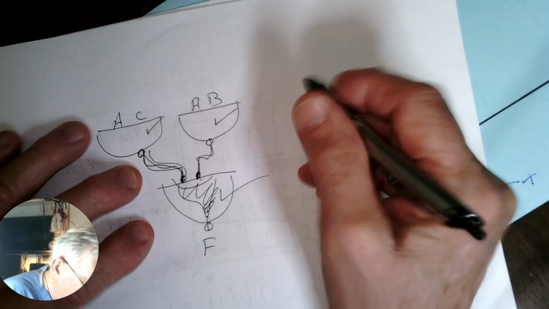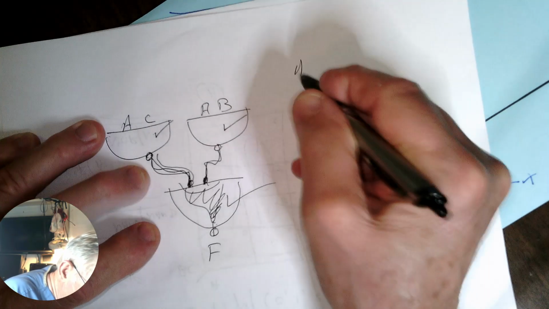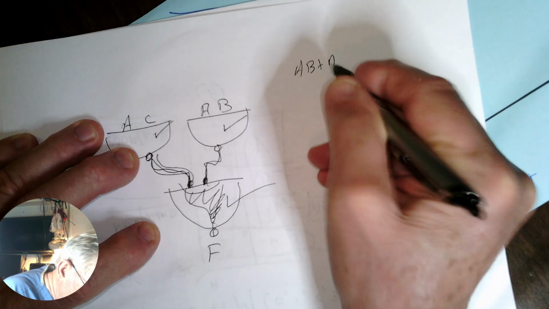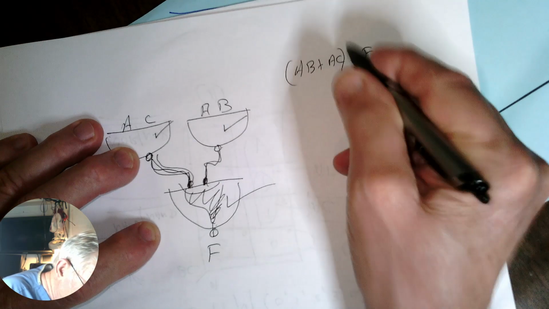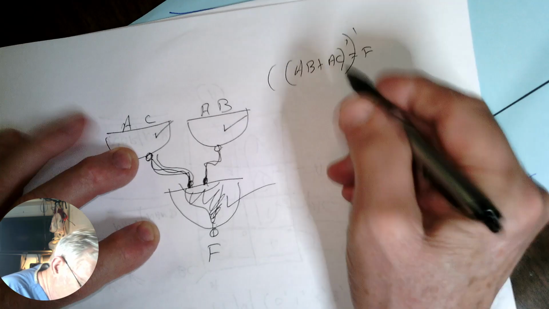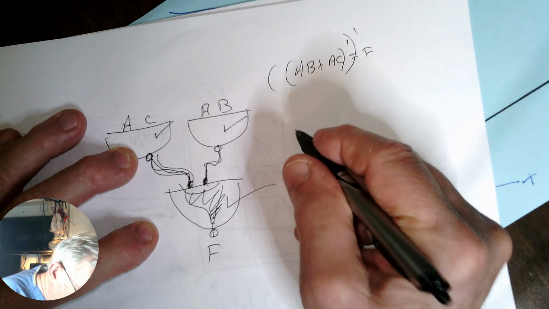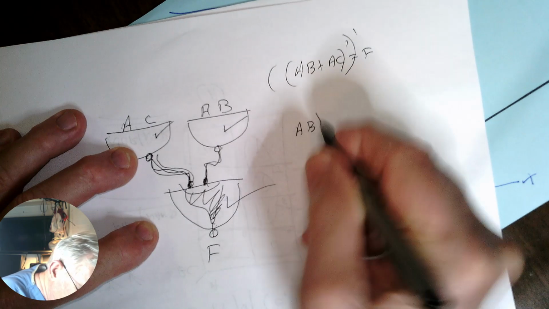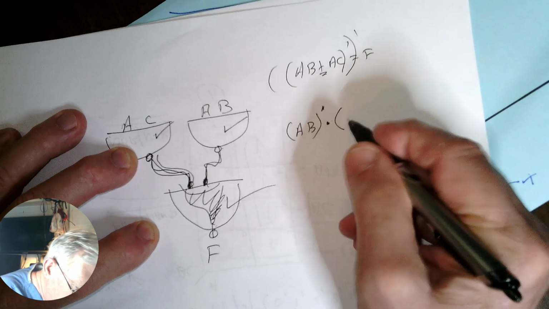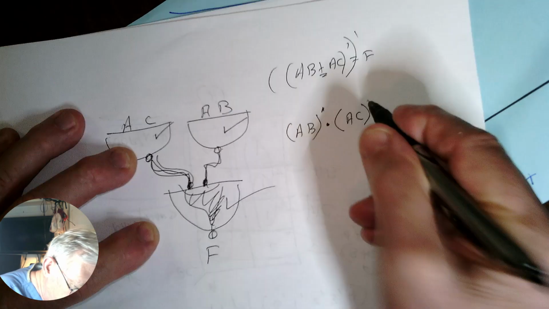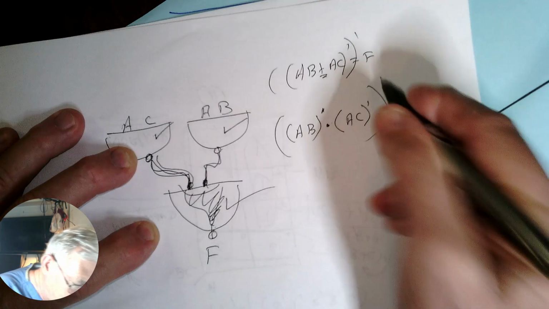What if I wanted to do the switching algebra technique? Well, I write it AB plus AC equals F. Okay, now I just doubly invert it and partially expand it. So I bring this in, and then I'm going to have AB with a tick. I'm going to get rid of the plus, so it's going to be a times, and I'm going to have AC with a tick. And then the whole thing's going to have a tick.